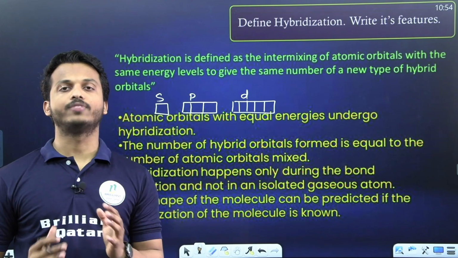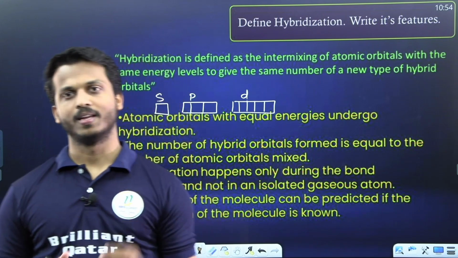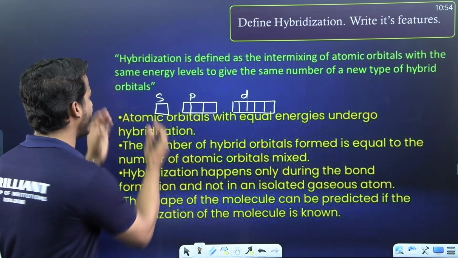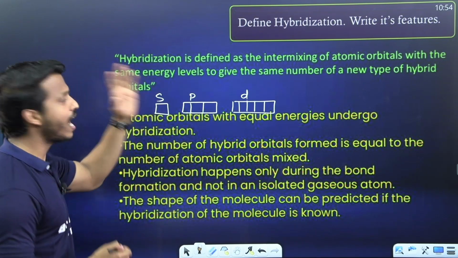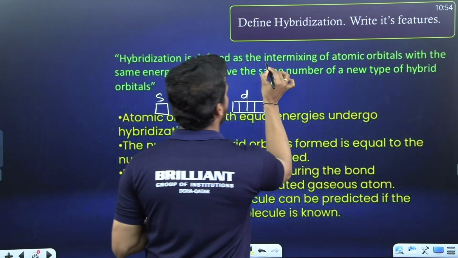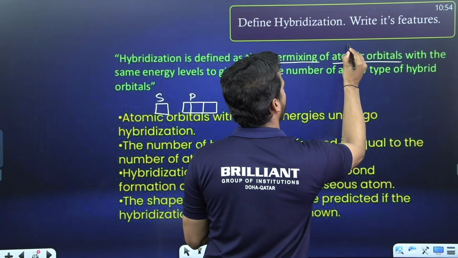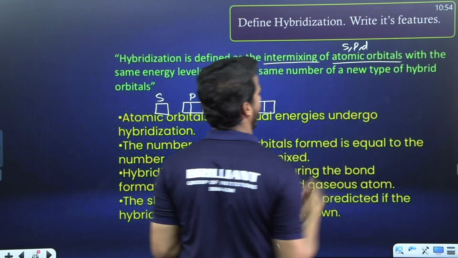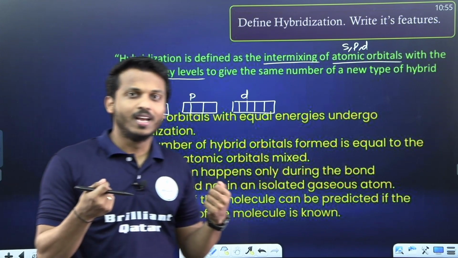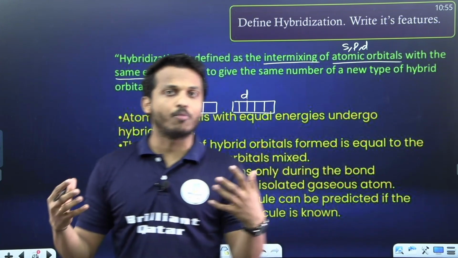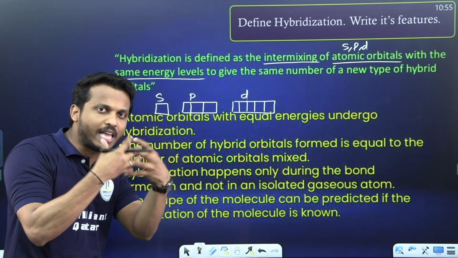This mixing of atomic orbitals is known as hybridization. But we can't mix in a random order. S we can't mix with D because their energies have a larger difference. So what is meant by hybridization? It is the process of intermixing of atomic orbitals, like s, p, d, f, with the same energy levels. You can't mix different orbitals in random order. While mixing the orbitals, what you have to consider is that they should have almost the same energy.